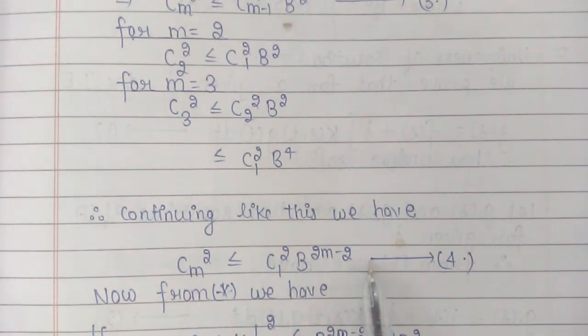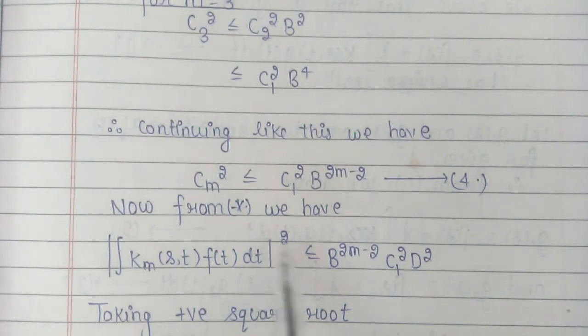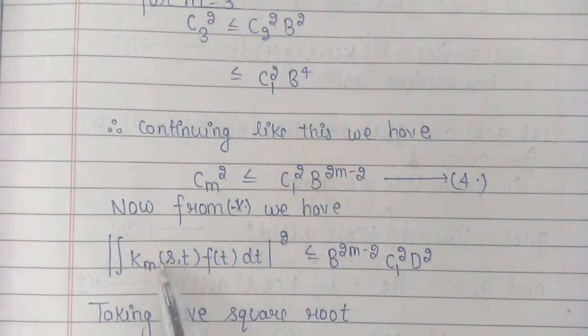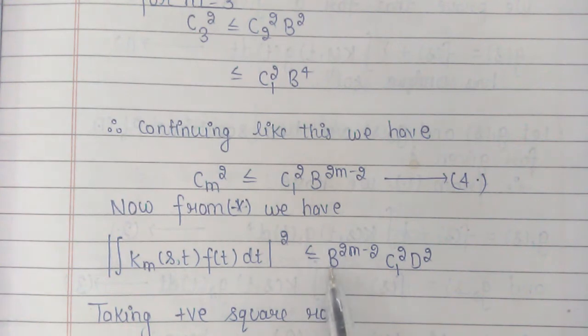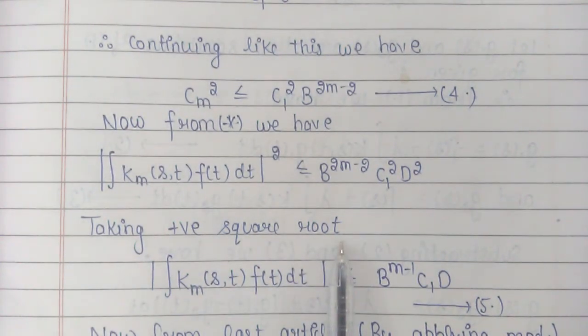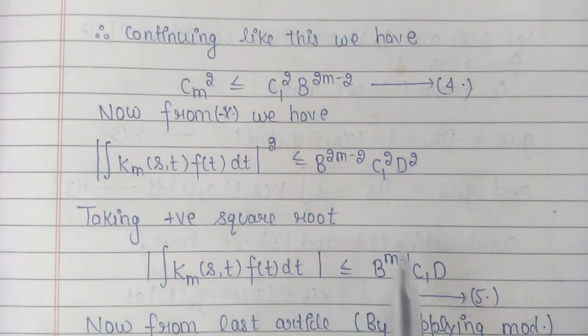Now again from equation star, which we have taken already, in that equation the mod square of the integral of K_m(s,t) f(t) dt is less than or equal to c_m^2 d^2, and we will replace c_m^2 by this term. After replacing, we get this term less than or equal to b raised to the power 2m minus 2 times c_1^2 times d^2. Now taking the positive square root on both sides, we are left with b raised to the power m minus 1 times c_1 times d.